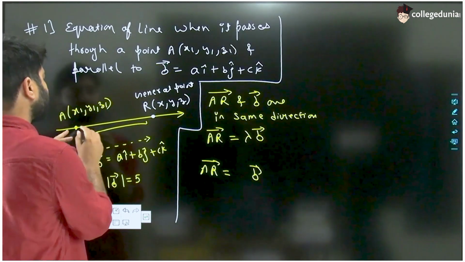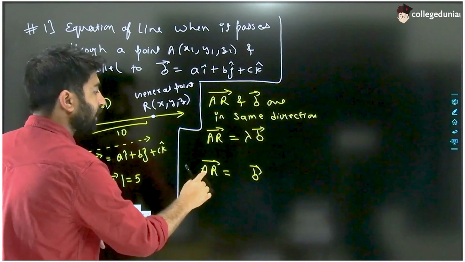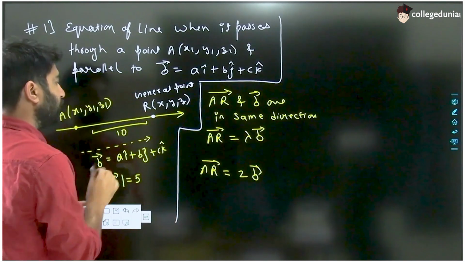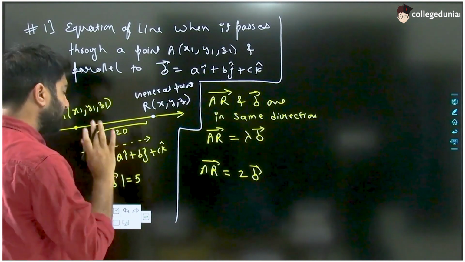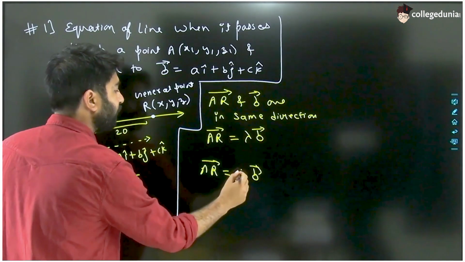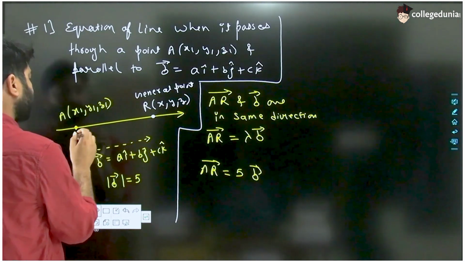Suppose the distance between point A and point R is 10 units, then in that situation AR will be twice B. Suppose the distance between A and R is 20 units, then in that situation AR will be 5 times B.